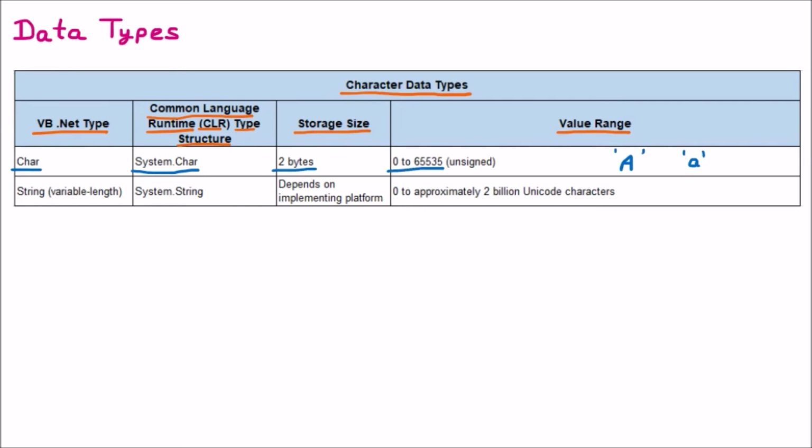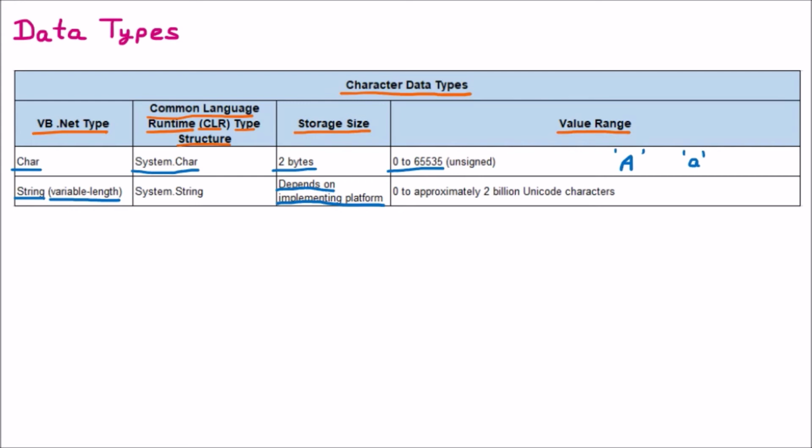The next one is the string. String is also called variable length, because here the length is not defined. It is not like 2 byte, 4 byte or 7 byte, because a string can be a paragraph, or it can be a small name. You can provide a single name, but you can also provide the names of 5 people. So there is no such size defined. That's why it says it depends on the implementing platform. Let's say you are using a system that supports big RAM, then obviously it can take a bigger string.